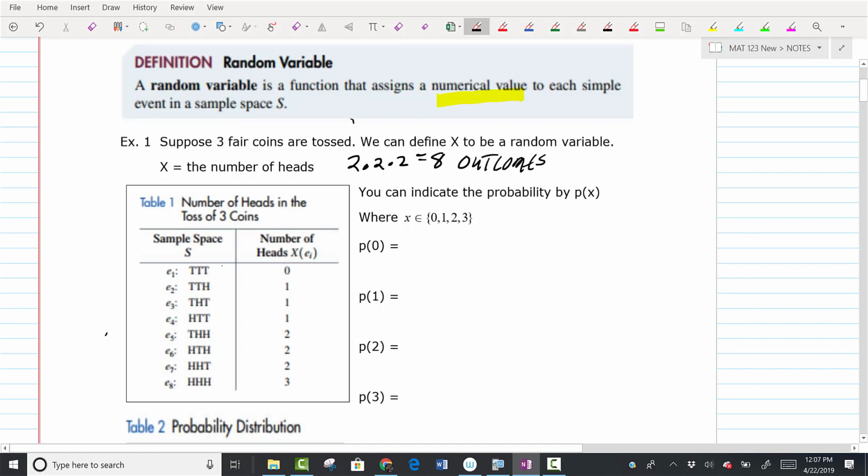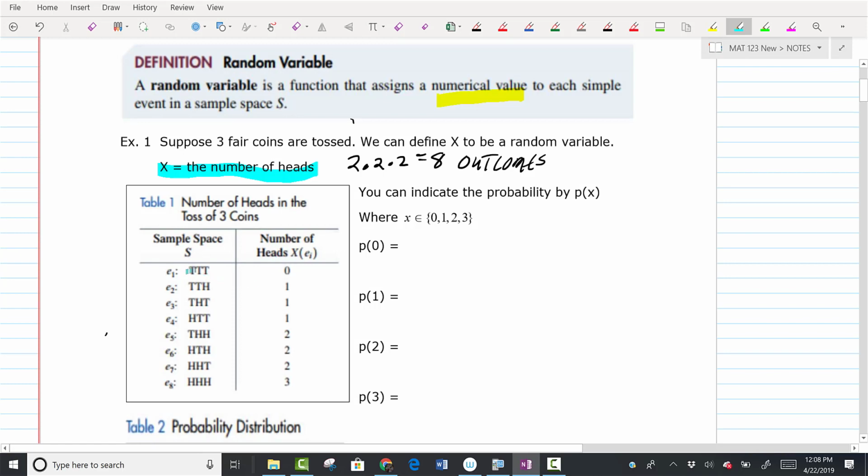Okay, well, what we're going to do is define the random variable this way. A random variable is something that represents a number. In this case, it represents the number of heads. So the possibilities when you toss 3 coins is you could have 0 heads, 1 head, 2 heads, or 3 heads, right? Those are the possibilities.